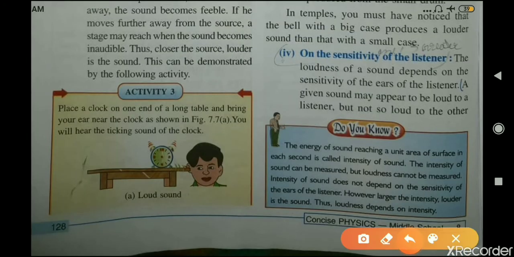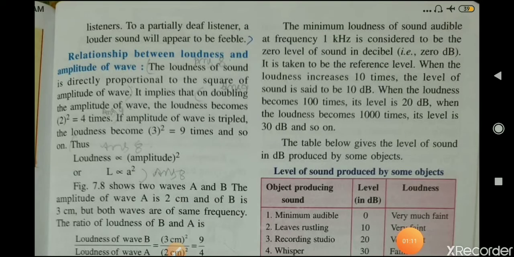Now, the fourth factor is the sensitivity of the listener. The loudness of sound depends on the sensitivity of the ears of the listener. A given sound may appear loud to one listener and not so loud to another listener. To a partially deaf listener, a louder sound will appear to be feeble. Okay.